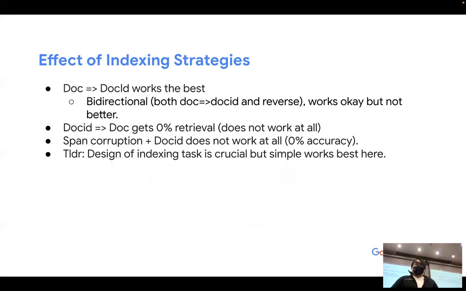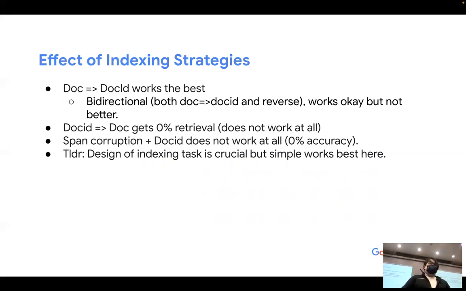So I'm going to talk a little about the effect of indexing strategy. I think I mentioned this earlier, but just to recap, because these are the ablations we also present in the paper. The doc to doc ID indexing strategy works the best. The bidirectional one, where we do doc to doc ID and also co-train with doc ID mapping to document tokens, works okay, but not better. It's comparable, but we didn't see any big gain, so we just stopped doing the reverse altogether.